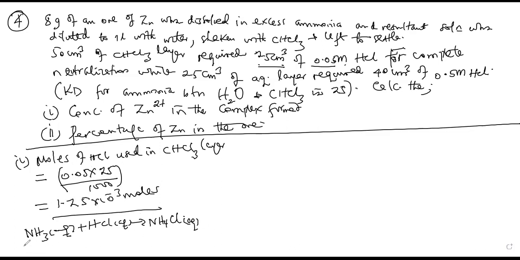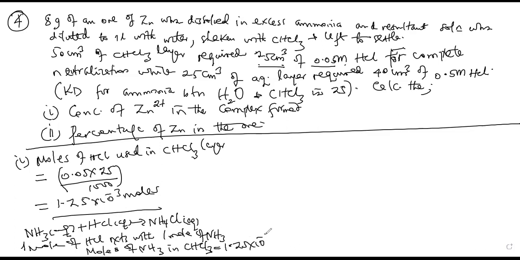The fact that 1 mole of HCl reacts with 1 mole of ammonia means that moles of ammonia in CHCl3 are 1.25 times 10 to the power -3 moles. So you've gotten moles of ammonia in the trichloromethane layer, all right?